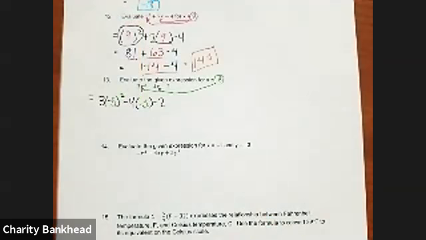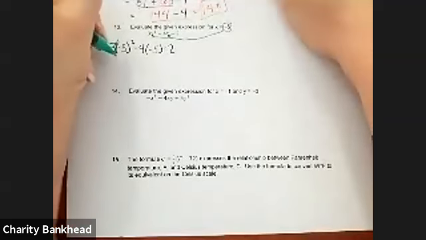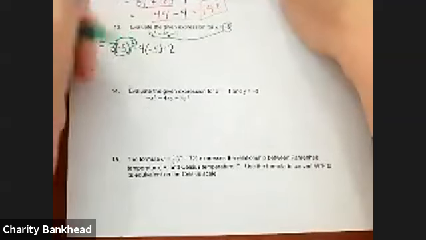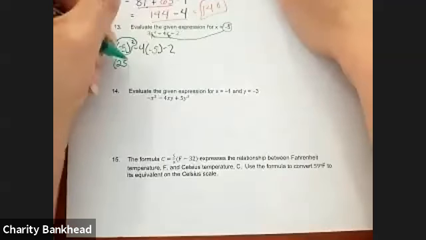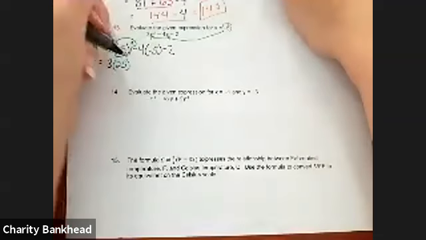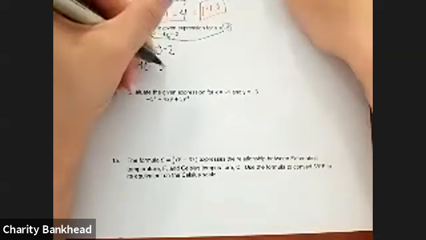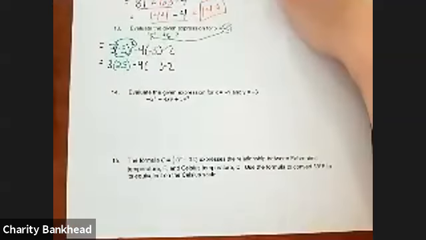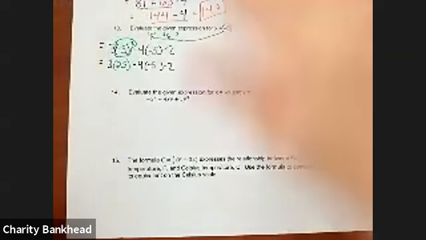So first I'm going to do the exponent. So negative 5 squared is negative 5 times negative 5, which equals a positive 25. And I'm going to keep that in parentheses because it's got to still multiply times the 3. I'm just going to bring the rest of this down. So 3 times 25 minus 4 times negative 5 minus 2.